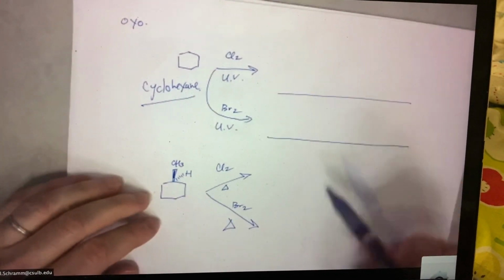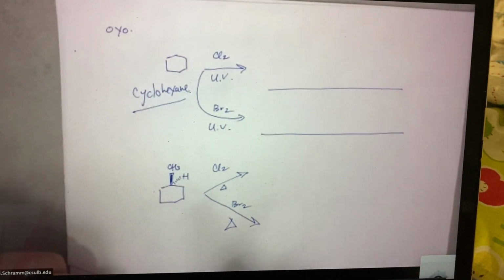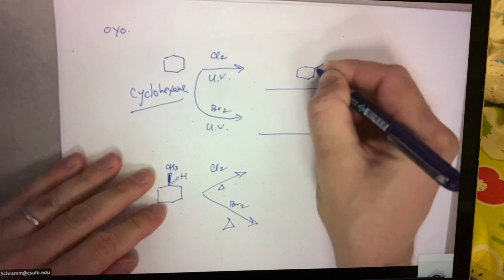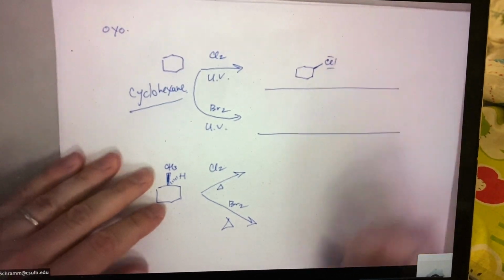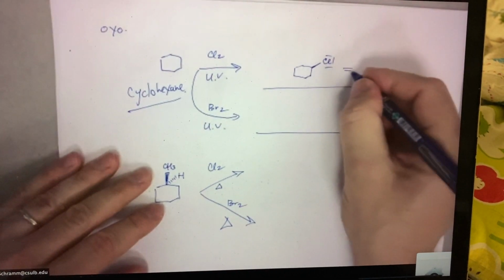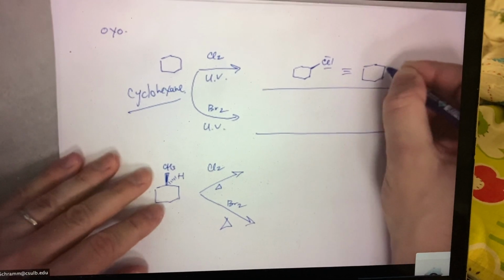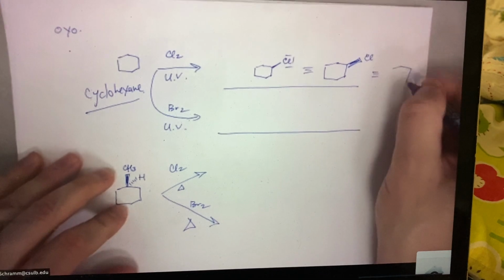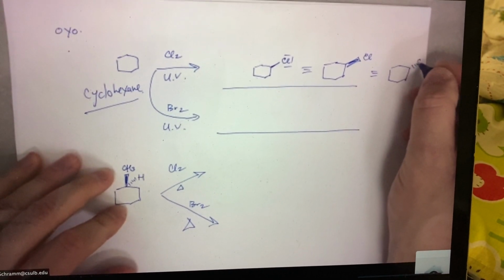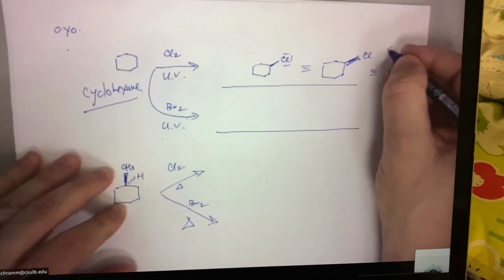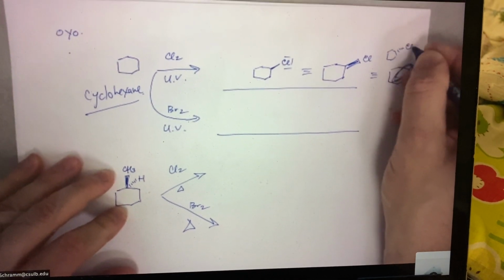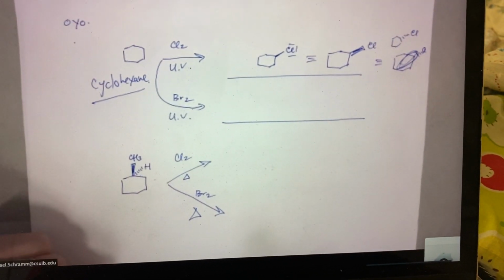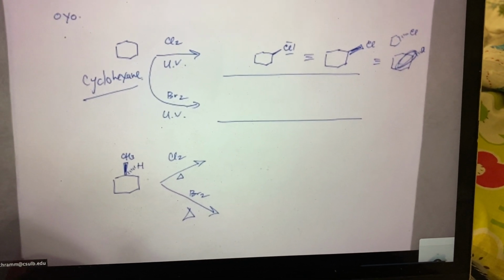I'm hopeful for this particular one that you got one product. I'm hopeful that you simply just drew chlorocyclohexane. Or if you drew it with a wedge or a dash, these are all actually equivalent. If you drew it with a wedge, dash, wedge, or straight, these are all exactly identical. There's no other possible product.